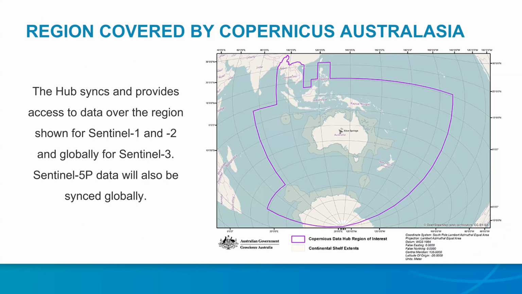So this image shows the region covered by the Copernicus Australasia Data Hub. So the hub syncs and provides access to data over that region shown in purple for Sentinel-1 and 2, and globally for Sentinel-3 and 5. 5P data will be synced soon, and that will be global as well.